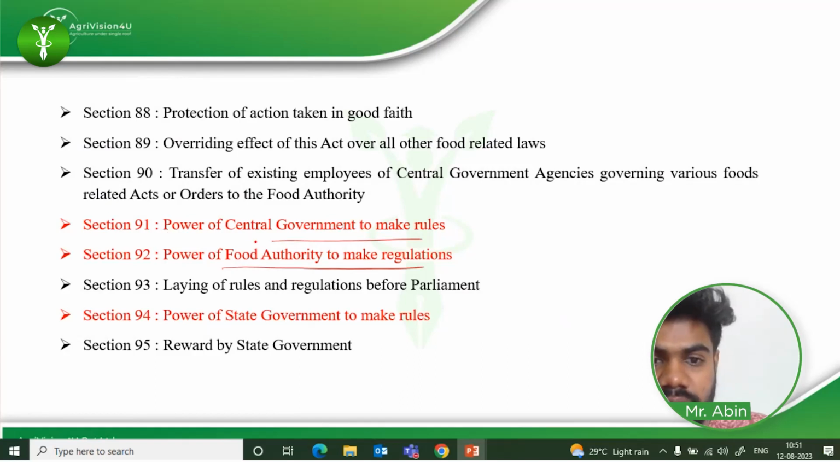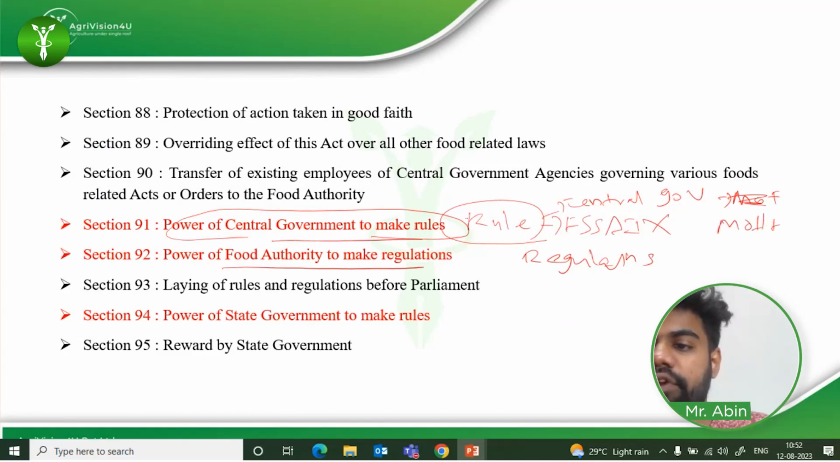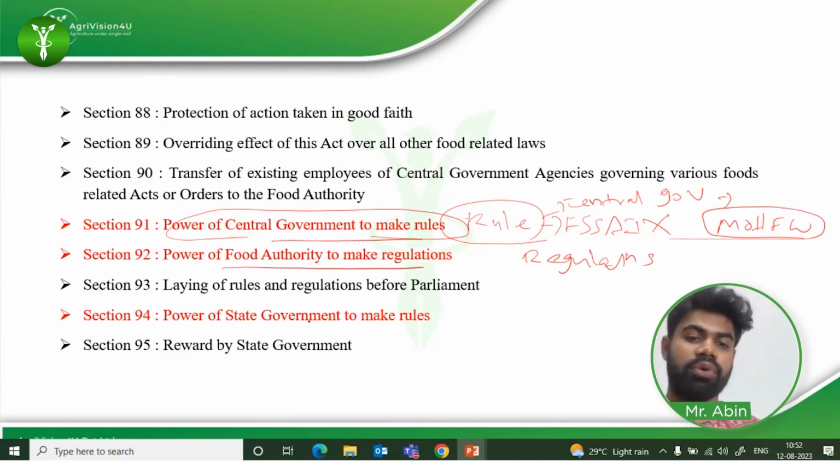See this, power of central government to make rules. We are talking about the Act. Whenever there is a rule coming, FSSAI cannot make a rule. FSSAI can make only the regulations. Rules will be made by the central government, under the Ministry of Health and Family Welfare. Very important. So, power of state government to make rules.